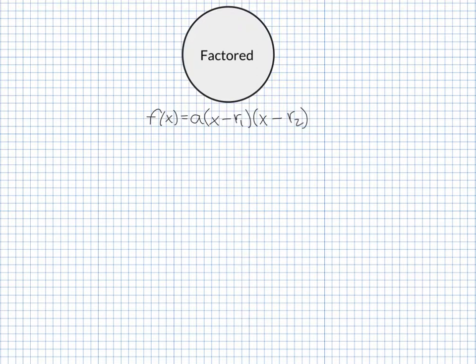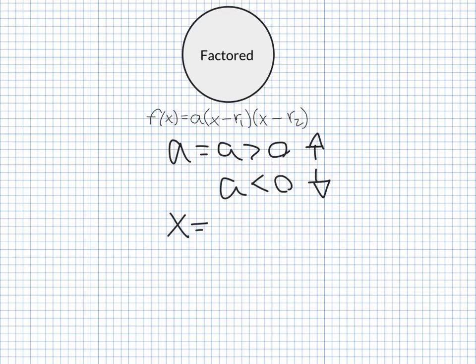Factored form is usually written as f of x is equal to a times x minus r1 times x minus r2. In terms of a, it's just the same. If a is larger than 0, the graph concaves up, and if a is smaller than 0, the graph concaves down. With factored form, instead of a b value, there is r1 and r2, which can also be used to find the axis of symmetry, just as a b value. In this case, it would be x is equal to r1 plus r2 over 2.